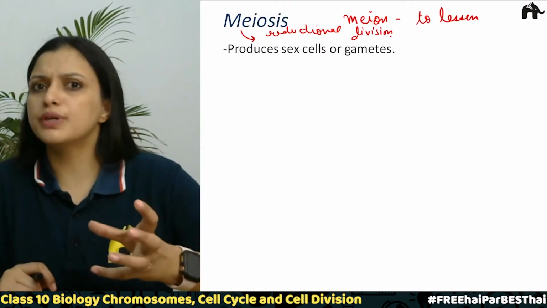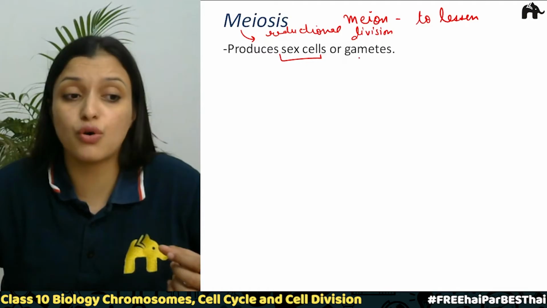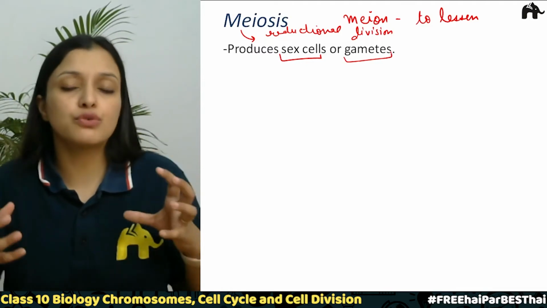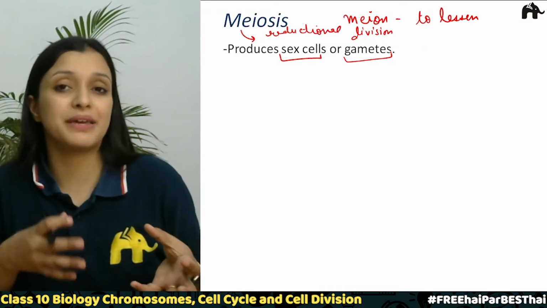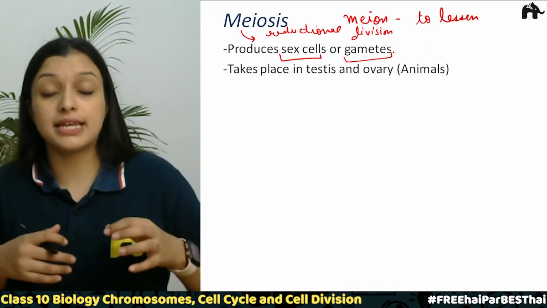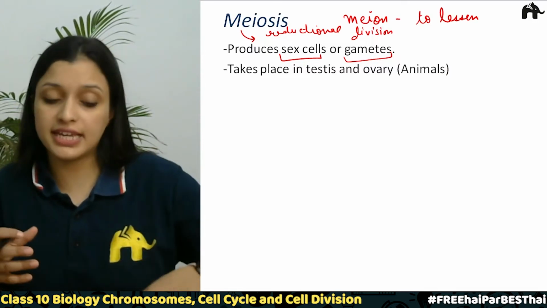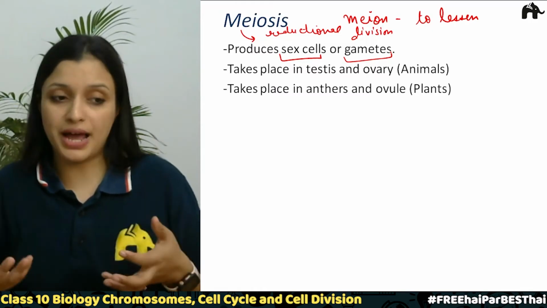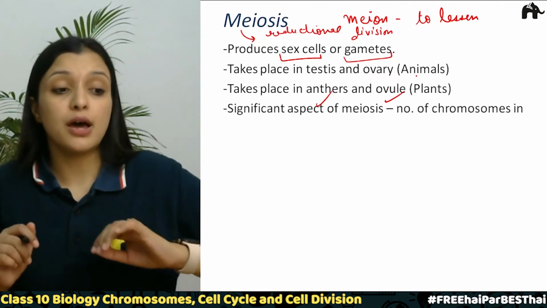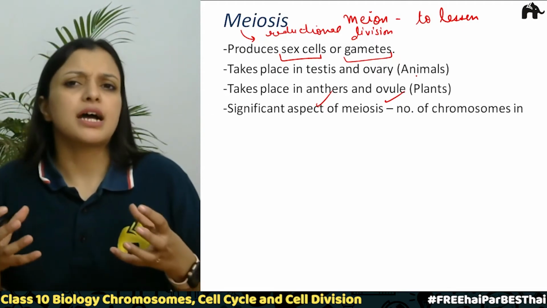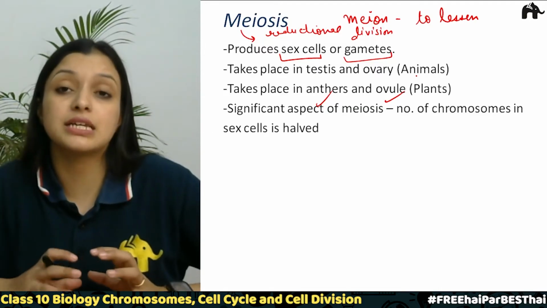Now where do we see this type of division? We see this type of division in sex cells or gametes, right? We know that when these gametes are formed, they have half the number of chromosomes of the parent cell. Correct? Where does it take place? It takes place in the testes and ovaries in case of animals, and in case of plants, it takes place in the anther and ovule. Correct? Now, what is the significant aspect of meiosis? The number of chromosomes in sex cells is halved.